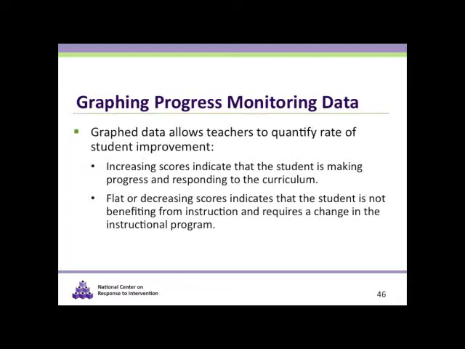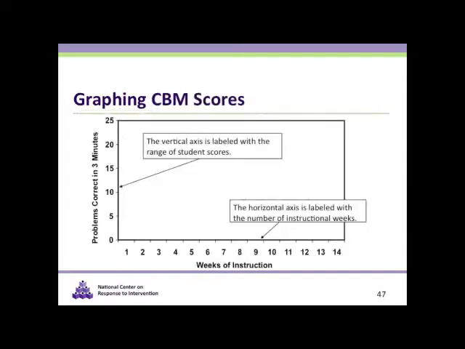To reiterate, you want to see increasing scores, which means that a student is making progress and responding to the instruction. You also want to look for flat scores to let you know that a student is not benefiting from instruction. This means that you need to alter the instruction for the student.